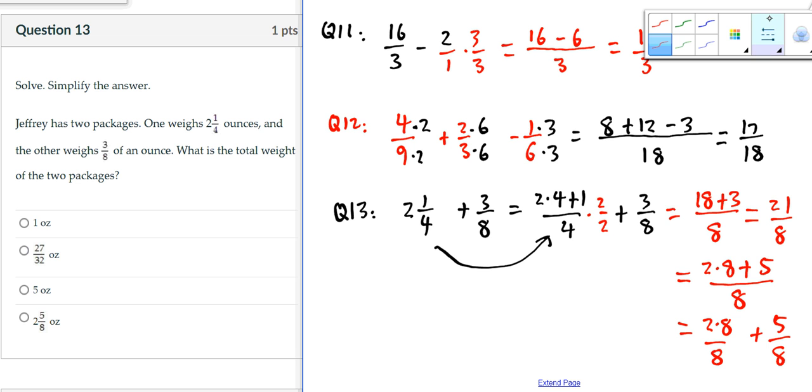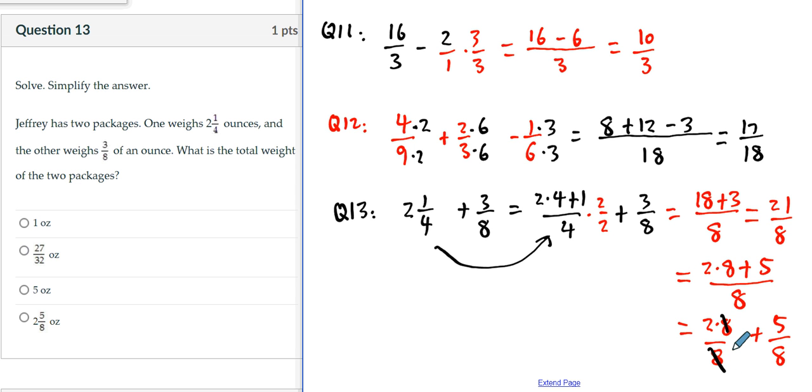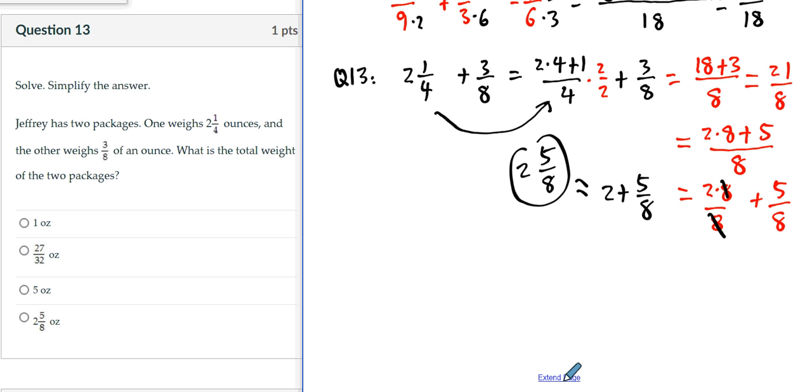The reason I want to do this is, I know this 8 and this 8 will be cancelled. So what I get is 2 and 5/8, and you can then write 2 and 5/8. That's the answer right here. So which one? The last one. 2 and 5/8 is the answer. All right. Now, question 14.